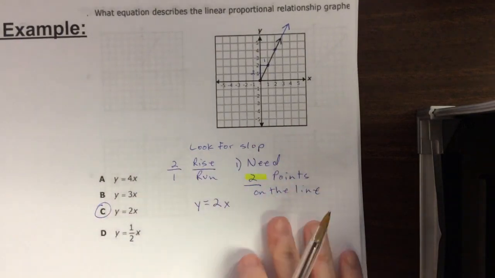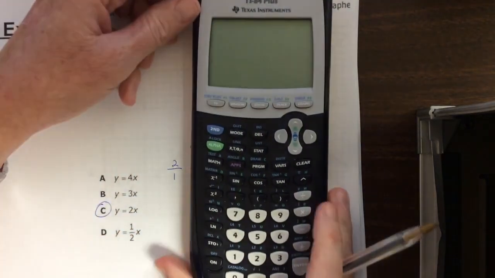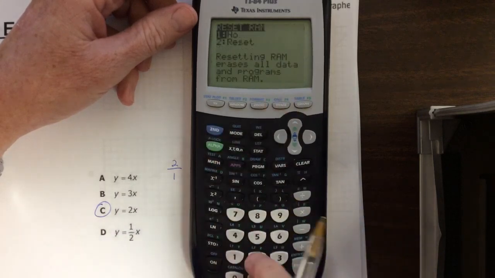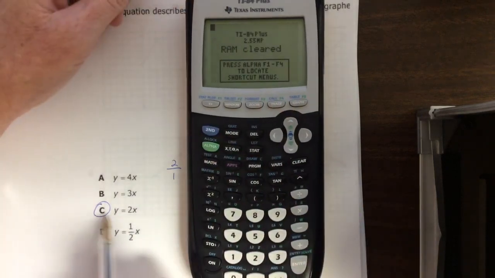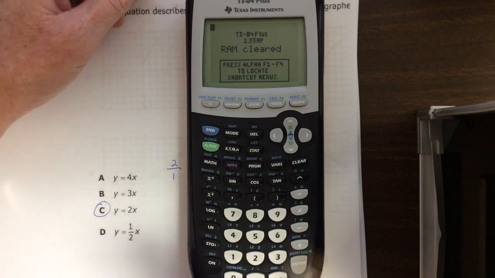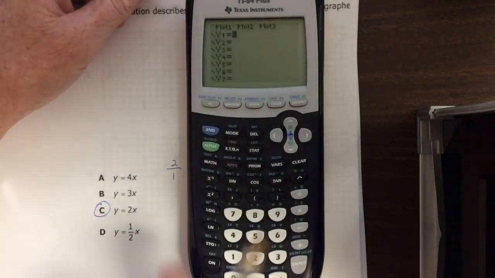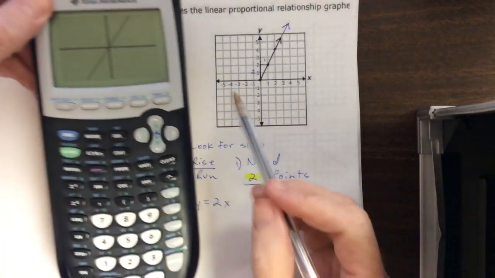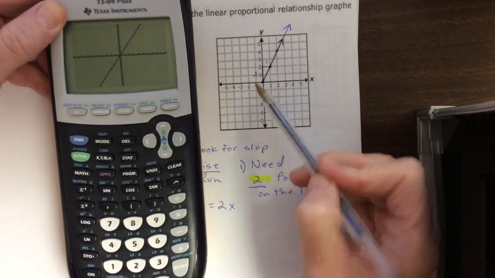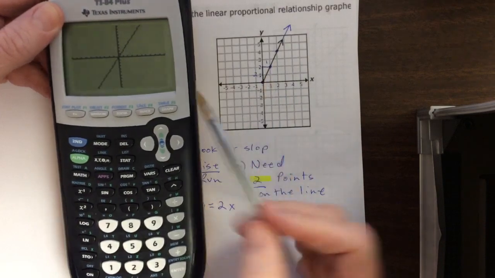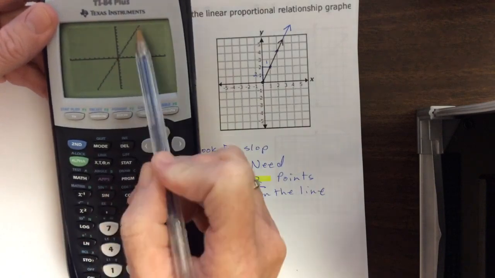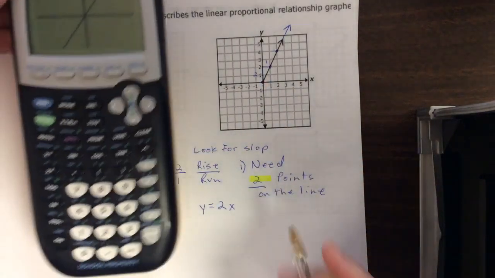To solve this with the calculator, I'm going to turn it on. I'm going to hit second plus 712. And since we already know this is our answer, I'm going to put this in the calculator. I'm going to hit y equals, and I'm going to put 2x. And I'm going to hit graph. And there is the same graph as what I'm seeing here. It's hard to see it because of all the little lines, but that's another way you could do it.